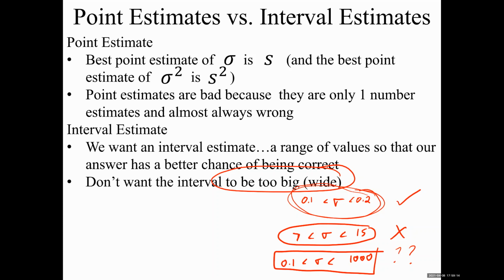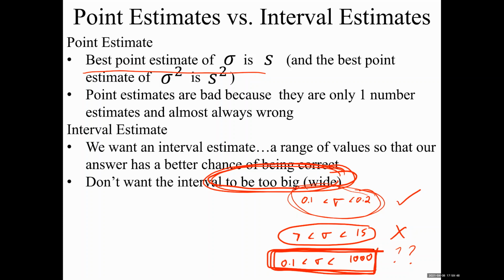Remember, we're trying to guess sigma. If your interval is very wide like this, then you're 100% certain that sigma is between those two numbers. So that's the good news. But the bad news is, again, I don't know if I should reject the shipment or accept the shipment. So we're going to want to compromise. We don't want a one number guess. It's almost always wrong. We don't want too wide of an interval because even though it's for sure going to be right, it doesn't give us useful information. Like, should we reject the shipment or not? So we want to compromise.